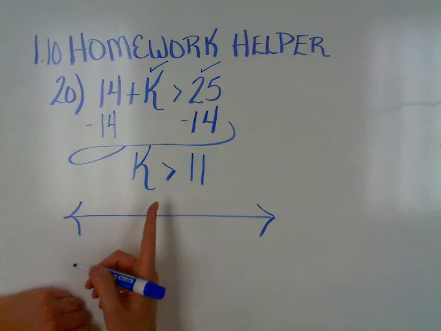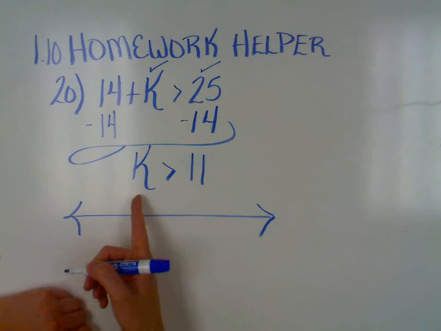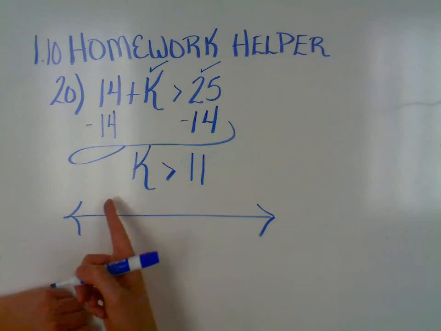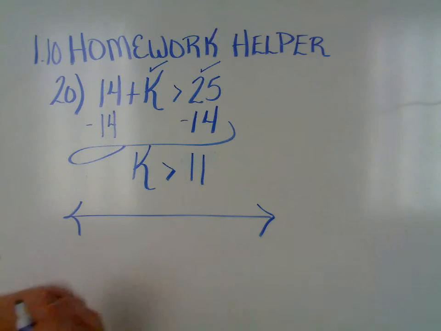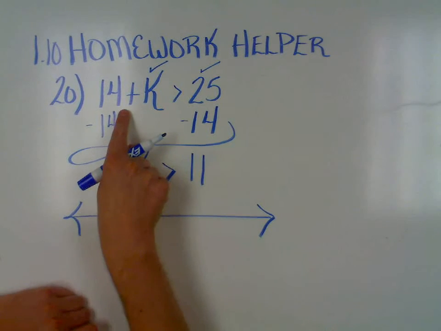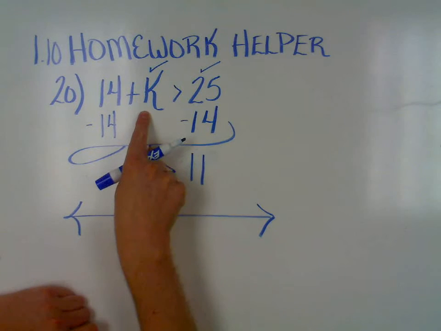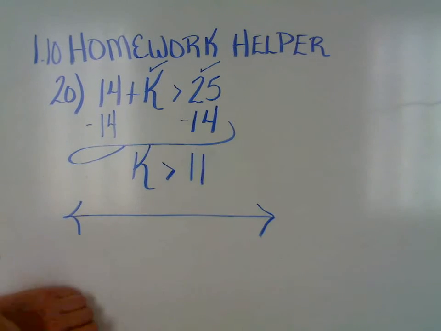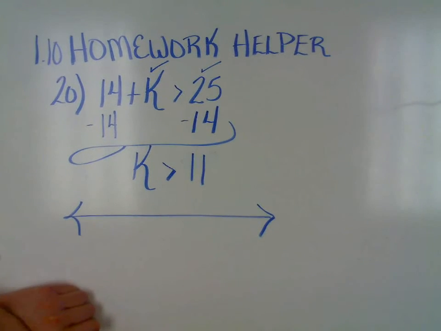Remember, you could check this if you wanted to. Pick any number, in this case, that's bigger than 11, because the inequality says k is greater than 11. So pick 20, for instance. 20 is clearly bigger than 11. If I go up here and change k into 20, 14 plus 20 is 34. 34 is bigger than 25. Done deal. All right, the inequality was valid.